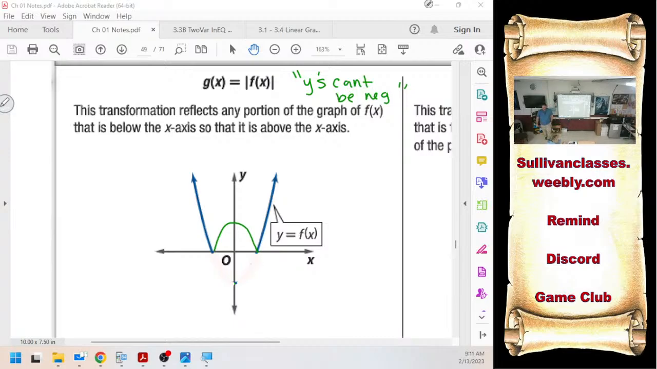That's an absolute value reflection. The y's can't be negative because I absolute valued the whole thing. So whatever y values existed below the x-axis, you reflect them back up above the x-axis. Toxic positivity in math. You're not allowed to be negative. Get up here.